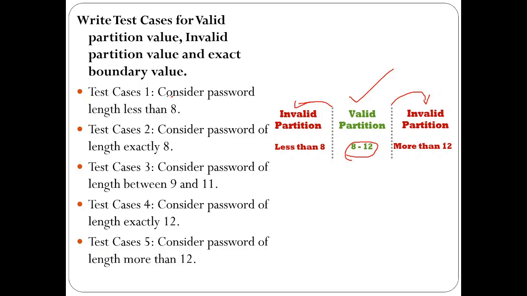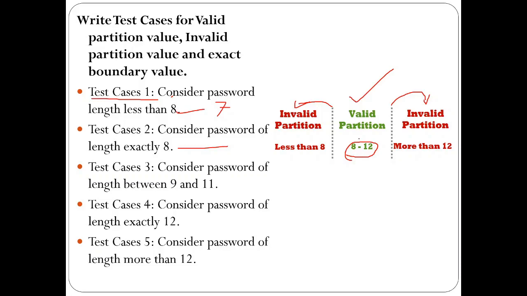To decide the boundary values, the first test case is to consider a password length less than 8. That means you consider a value like 7, so you enter 7 characters. Next, consider a password length of exactly 8. Now again, this is on the boundary, so you enter exactly 8 characters and test how it works. Next, consider a password of length between 9 and 11.